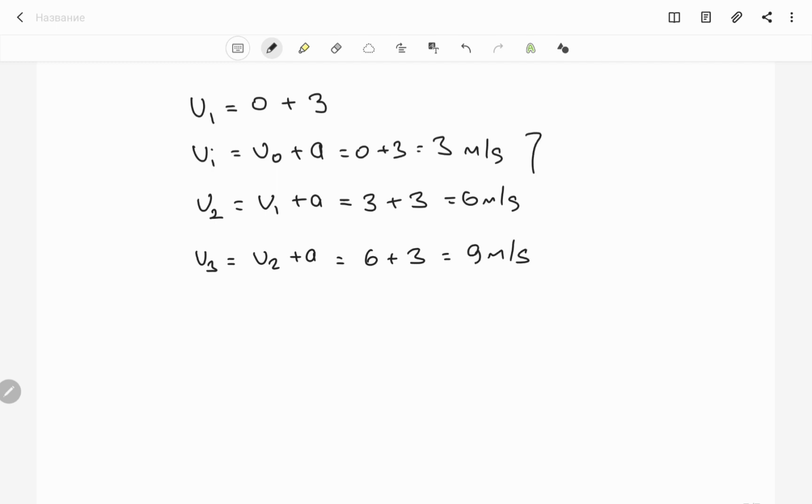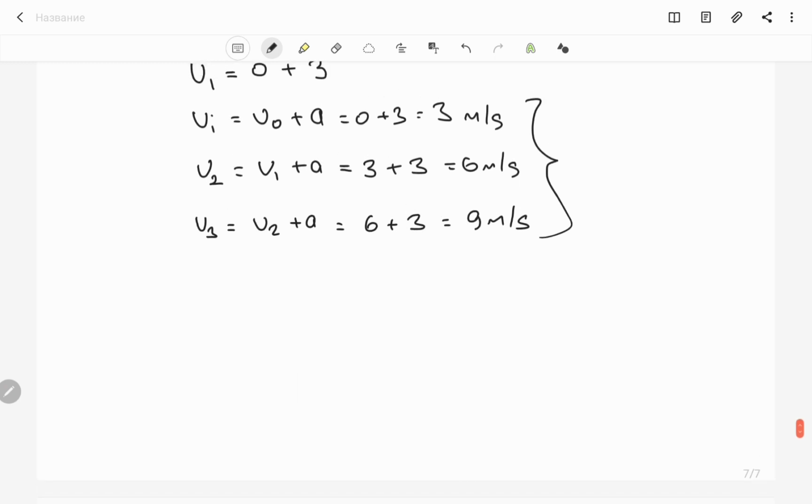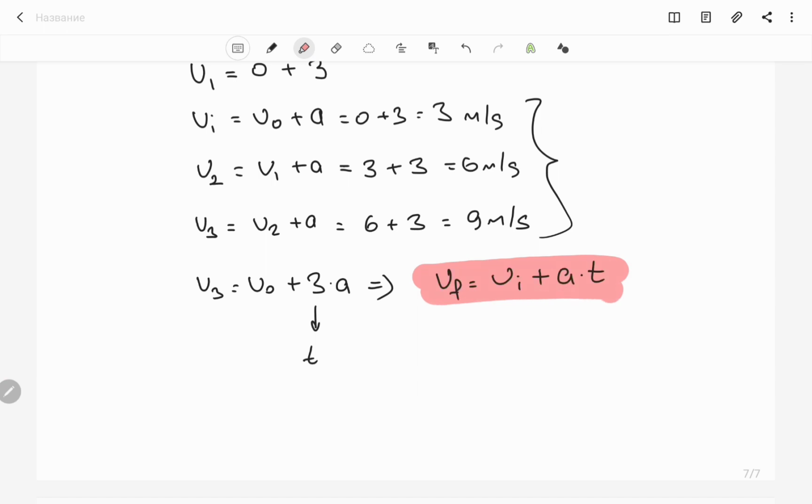So if you combine these three equations, you will get this kind of equation. For example, V3 equals V initial plus 3 times A. So this 3 is the time after 3 seconds. So we can conclude that final velocity equals initial velocity plus acceleration times time. This is a very important equation and you should remember it. This is the first equation and we have 2 more equations. Now we will prove it.